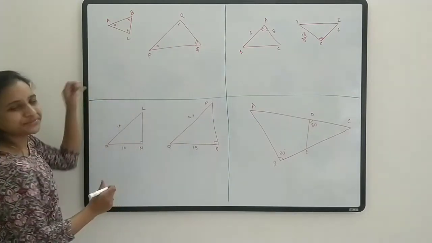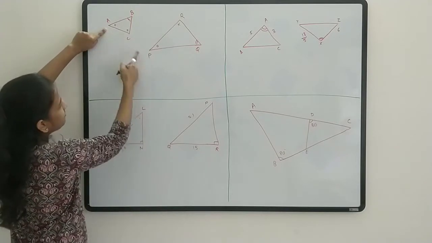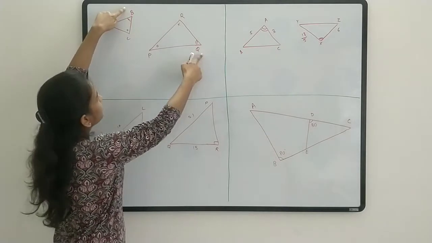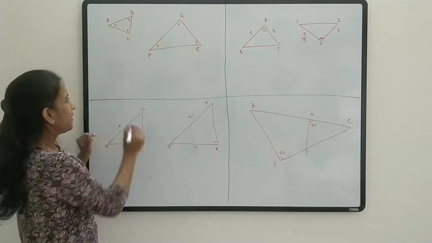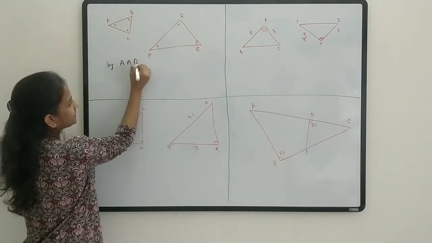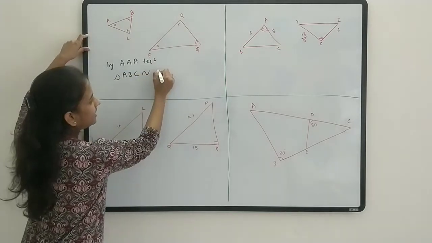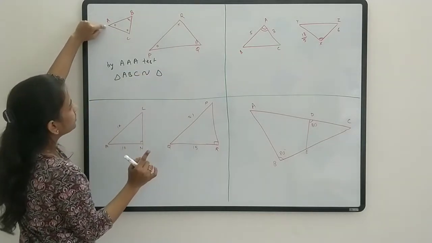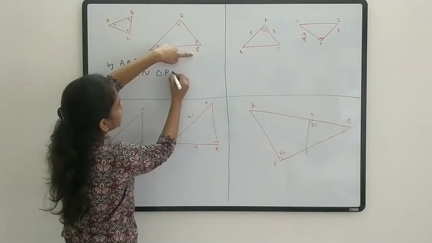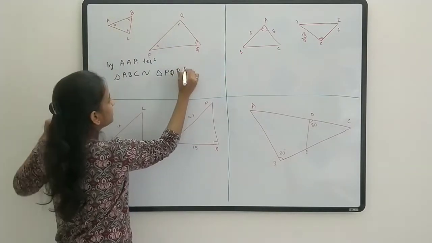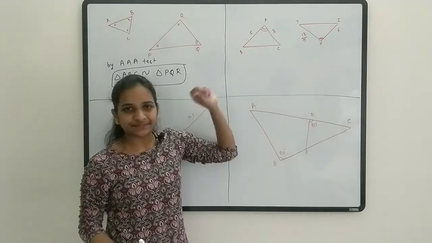Okay, let's solve this. Triangle ABC and triangle PQR. See, angle A is equal to angle P, angle B is equal to angle Q and angle C is equal to angle R. Fine, all three angles are equal. Then by AAA test, we can say triangle ABC is similar to triangle... See, correspondence is also important. So we should write A with P, for B we should write Q and for C we should write R. So triangle ABC is similar to triangle PQR. Got it?